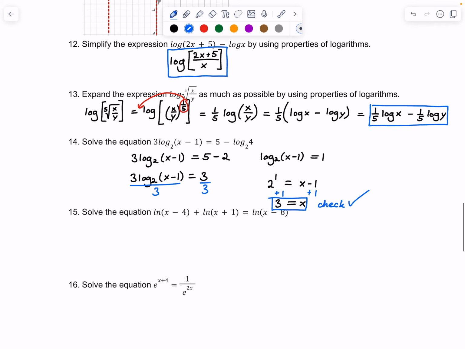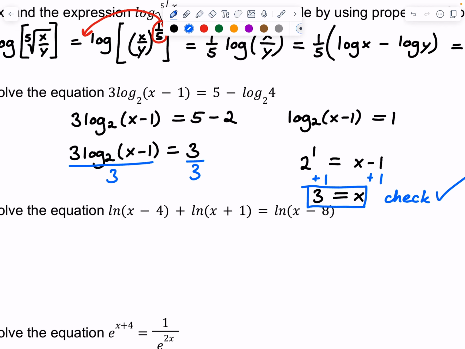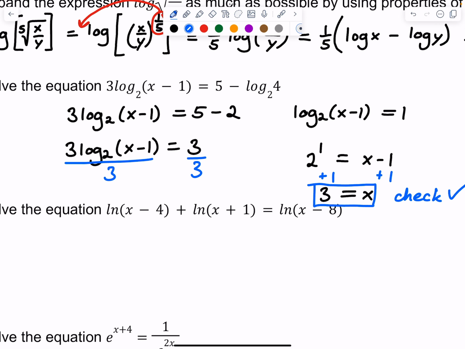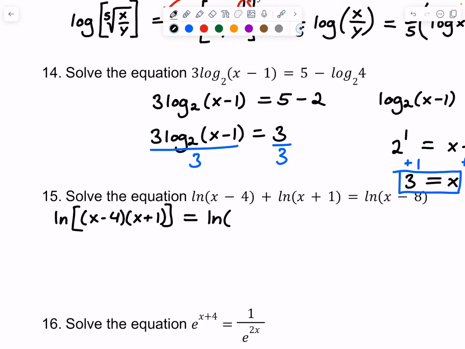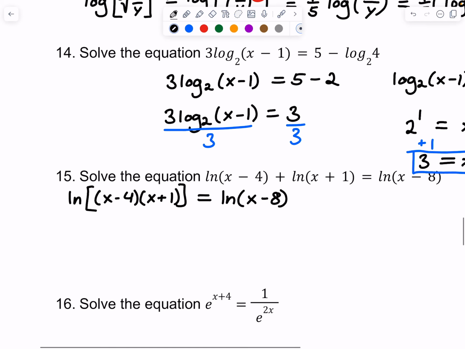Number 15, same strategy as the last one. We really want to reduce the number of logarithms. At most, we want 1 logarithm by itself on each side. So the first thing I'm going to do is combine these two. To combine them, I use the property of logarithms that says if you've got an addition between 2 logarithms, you can change it to a multiplication of their arguments. So I'm going to have the natural log of (x minus 4) times (x plus 1) is equal to the natural log of (x minus 8).